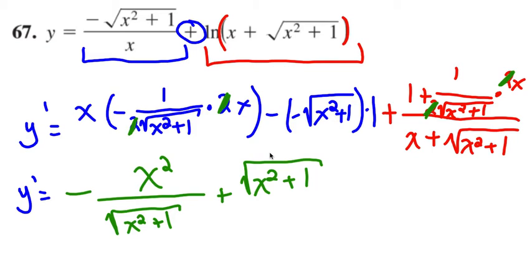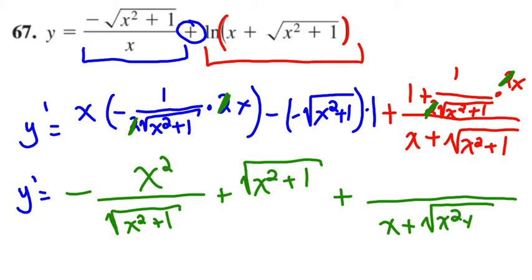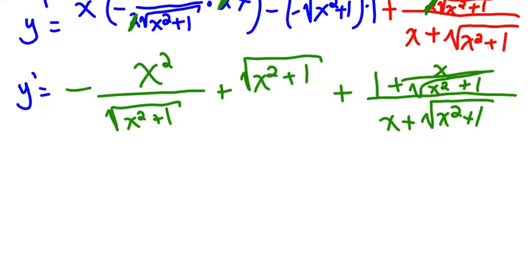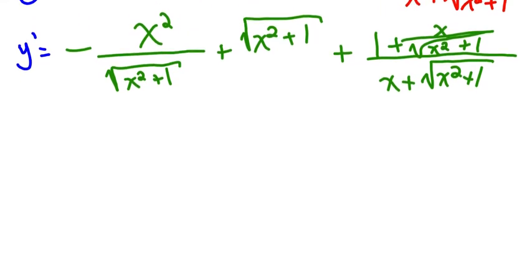And then the red stuff, we have plus, I don't think I did a whole lot with this one in the first step, just tried to make it look a little nicer. x plus square root of x squared plus 1, and on the top I have 1 plus x over square root of x squared plus 1. I'll try to do a little bit at a time here instead of a bunch of different steps. So there's our first step.